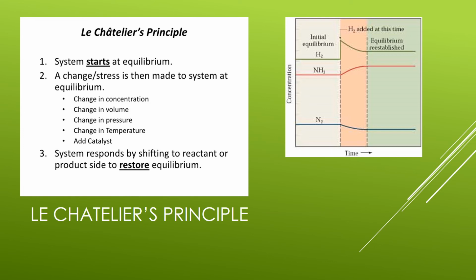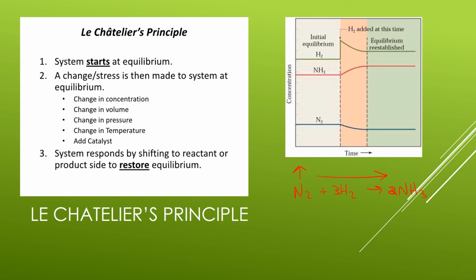If I decided to have N2 plus H2 yield NH3, and that balanced reaction is a 2 there and a 3 there, and I add N2, what's going to happen with Le Chatelier is that the reaction is going to shift to favor the products in order to reestablish that equilibrium.